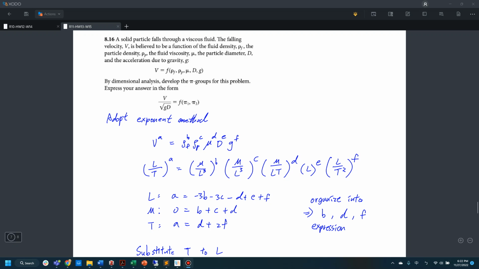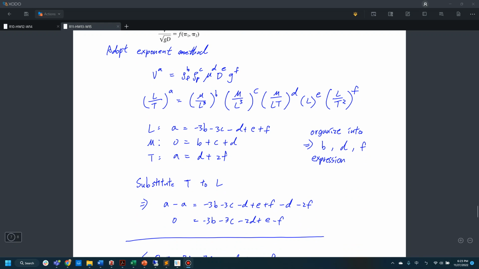As I write down here, for the length, you will have the relationship a equal to minus 3b minus 3c minus d plus e plus f. And for the mass, you will have 0 equal to b plus c plus d, and for t similarly, a equal to d plus 2f. To find the pi group, we need to reorganize these three equations into expressions of b, d, and f.